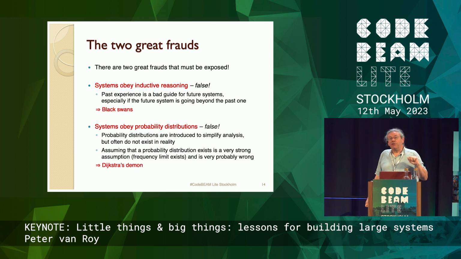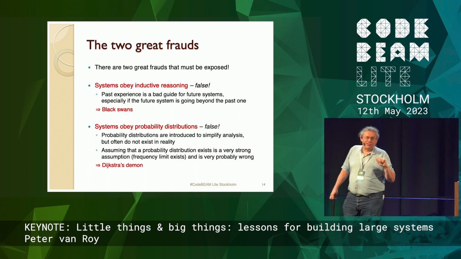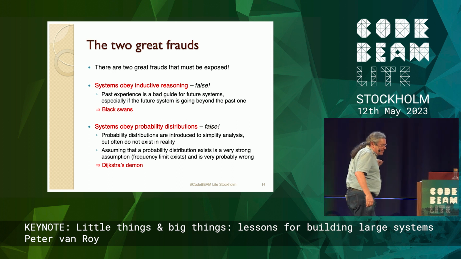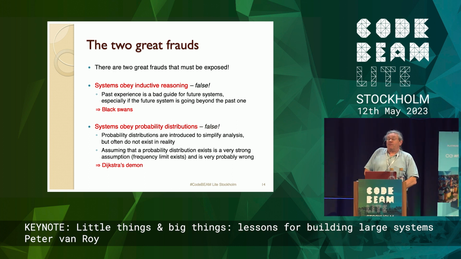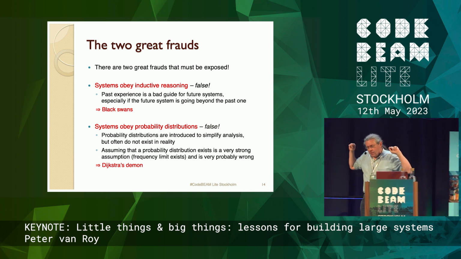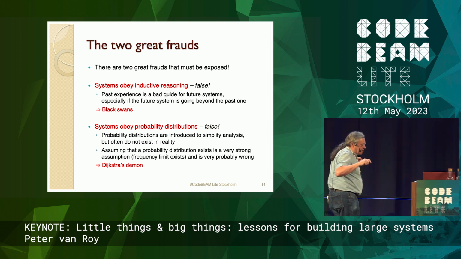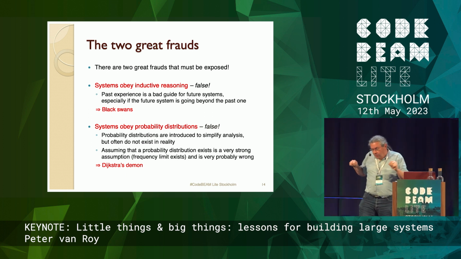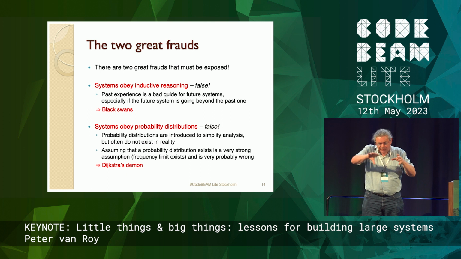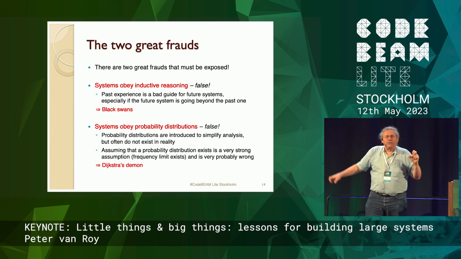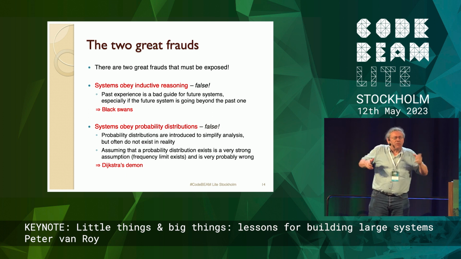The other one is probability distributions. This is something that scientists and mathematicians love. Probability distributions simplify analysis. You know, it's so nice. There's so much theory, but they don't really exist in practice, okay? It's a very strong assumption. It means you have a frequency limit as the number of trials goes to infinity. That's a hugely strong assumption.